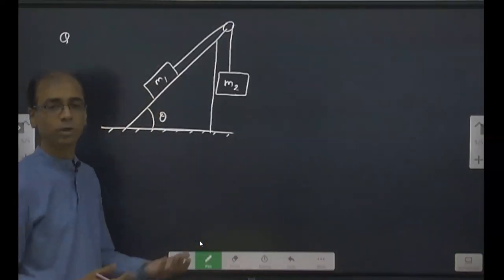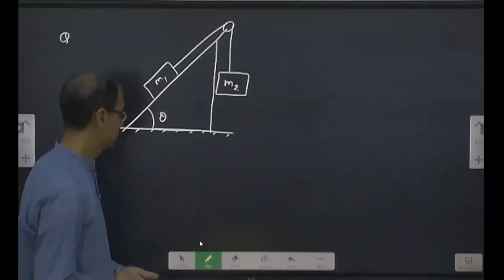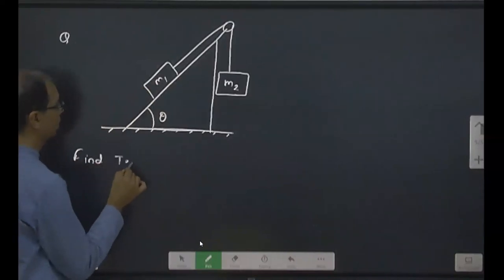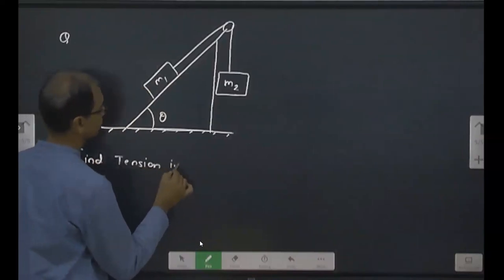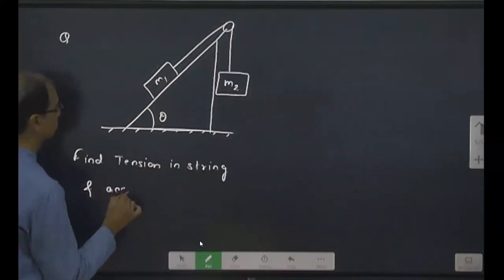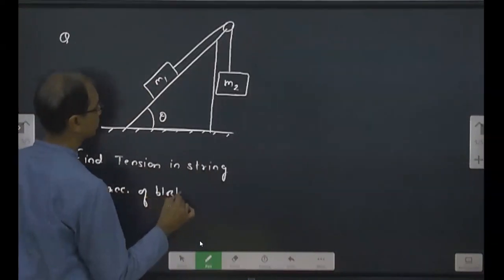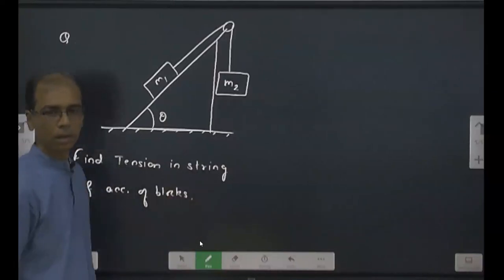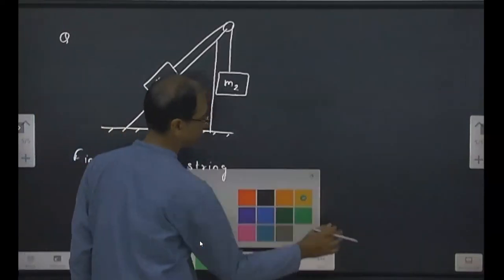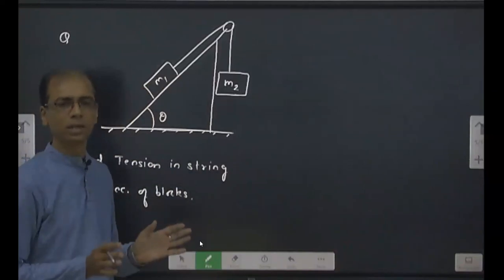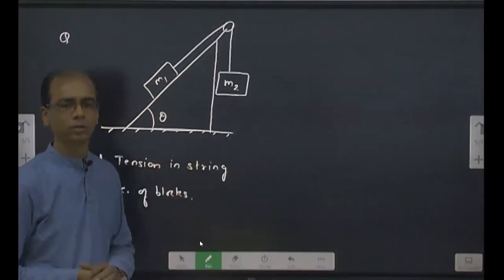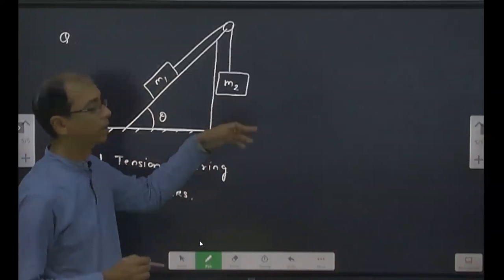So the question asks a similar thing, tension and acceleration of the system. Okay. Find tension in string and acceleration of blocks. Right. How to do this? Again, the method is the same. Method is not changing. But because it's a different kind of system, we have to see certain changes. So first is make the free body diagram.